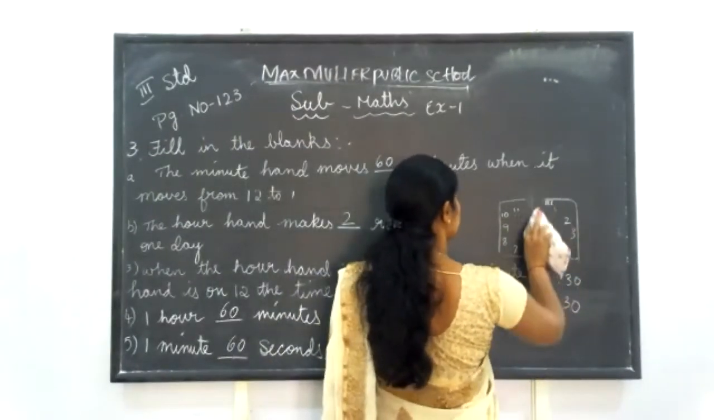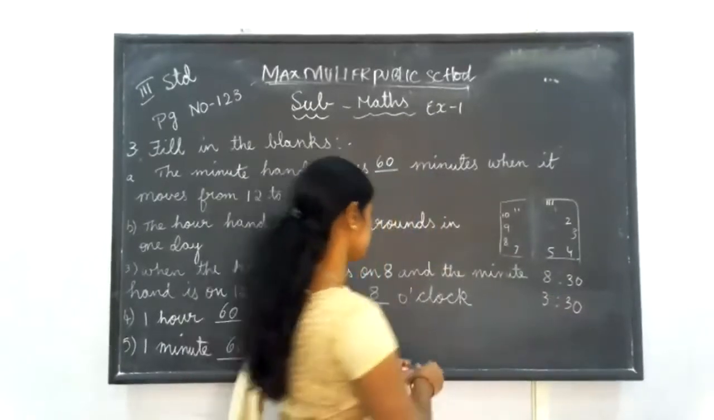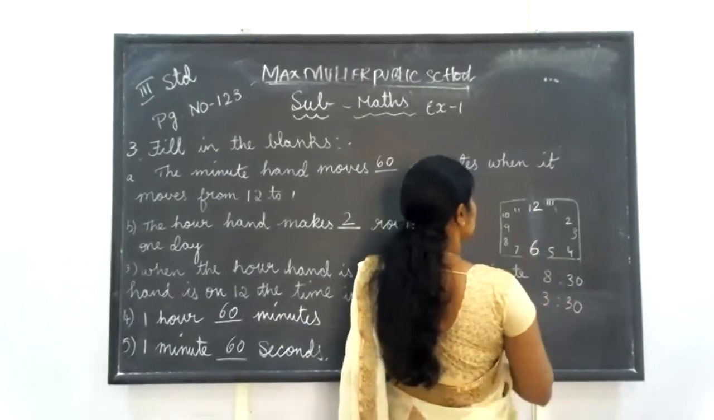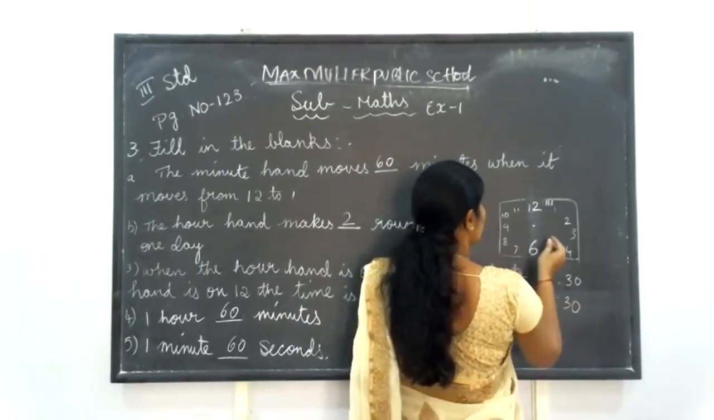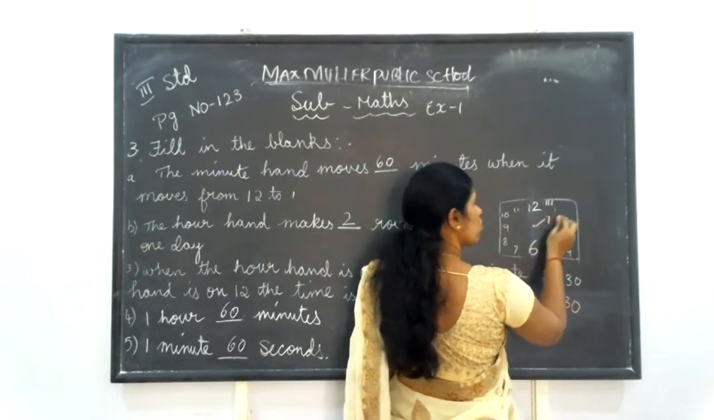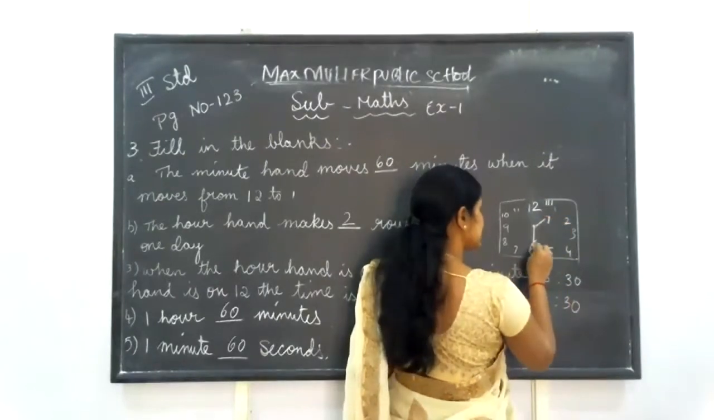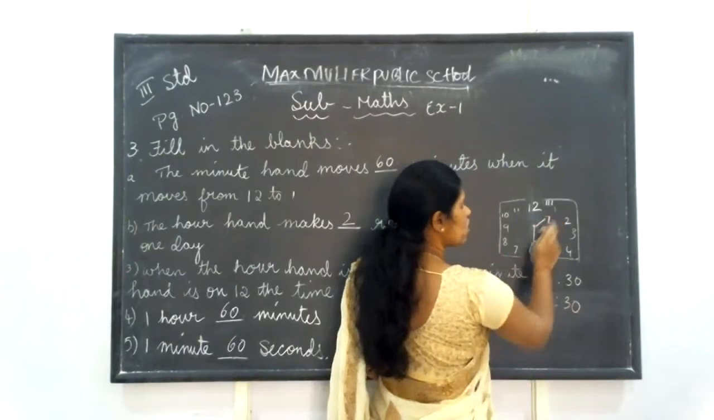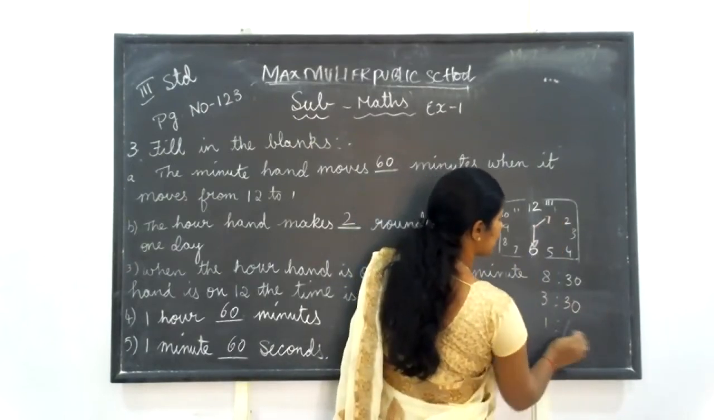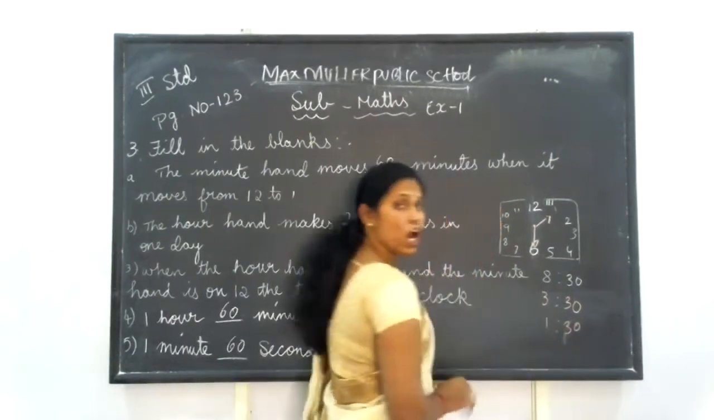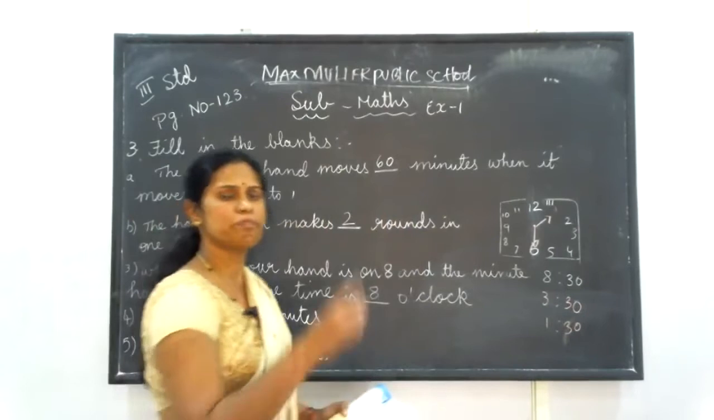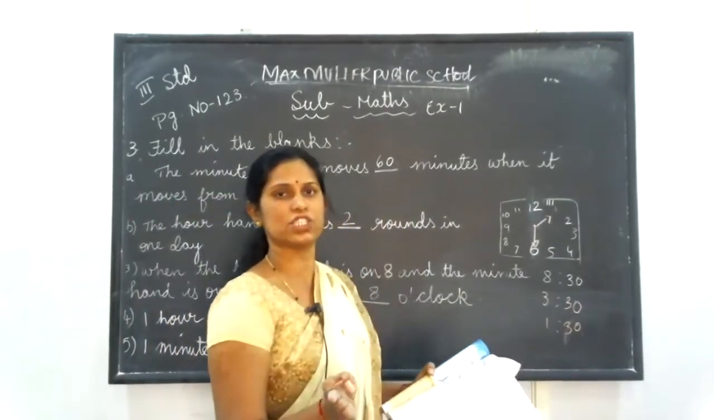See here, for example, another one I will show. 1:30. The short hand is showing towards 1. The long hand is indicating 6. So what is the time now? It is 1:30, or you may also call it half past. Half past means half an hour finished.